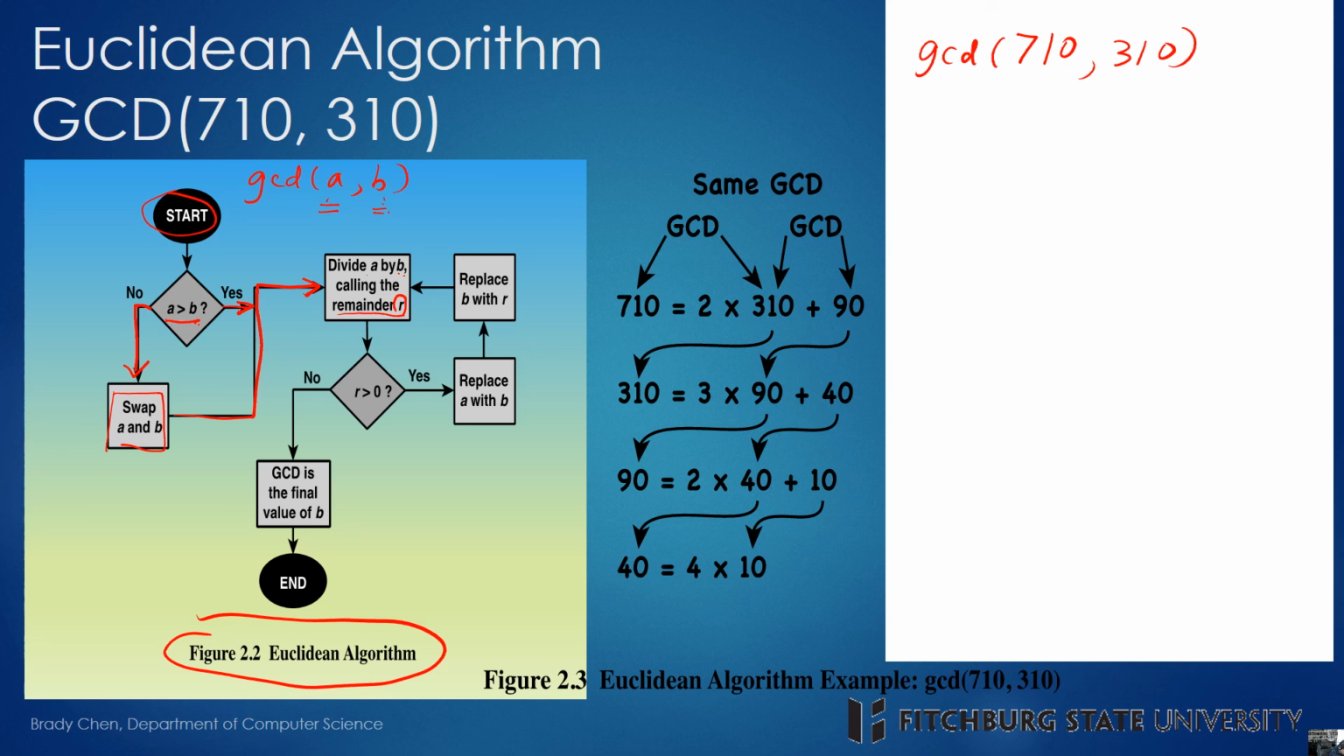When we divide A by B, we're supposed to have a remainder. If the remainder is greater than 0, that means B cannot completely divide A. So if the remainder is greater than 0, what we do is replace A with B, and replace B with R.